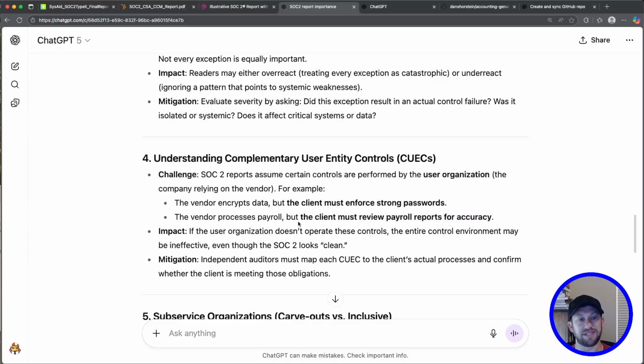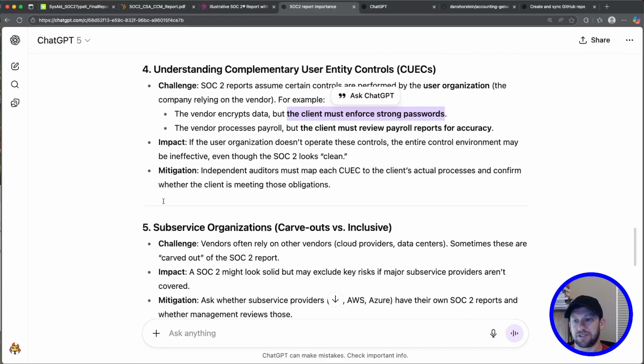So if I'm sending data to ChatGPT and ChatGPT gives me an incorrect output, they're going to say, well, we're relying on you to provide correct inputs. And for a payroll processing company like ADP, they say, yeah, we're going to process it, we're going to apply our rules, but you have to provide us accurate data and you have to review those reports for accuracy. We're not going to be reviewing them for accuracy for you. And same thing here: the client has to enforce strong passwords, because if there are no passwords or passwords are not great, then it makes it difficult to have the rest of the security in place.